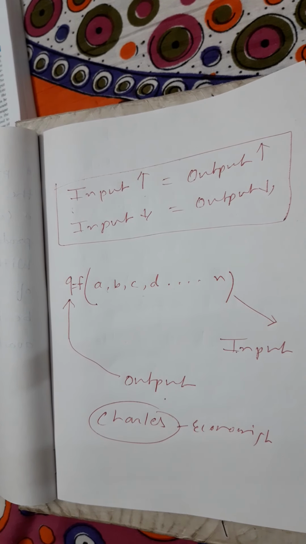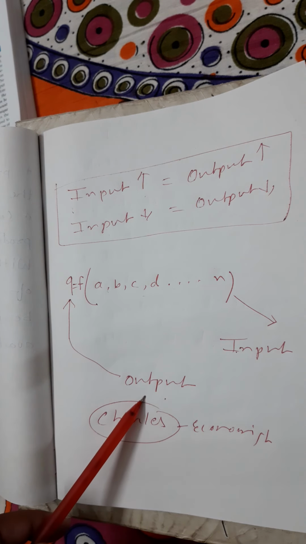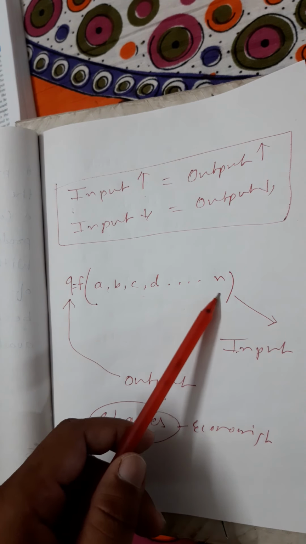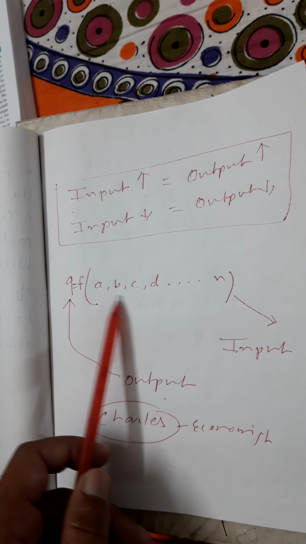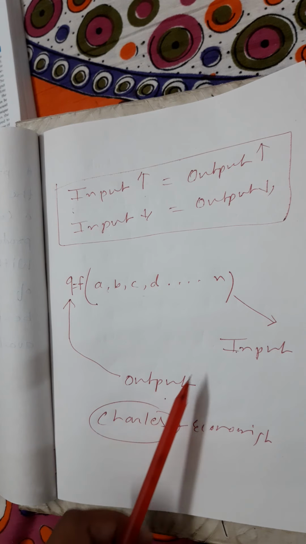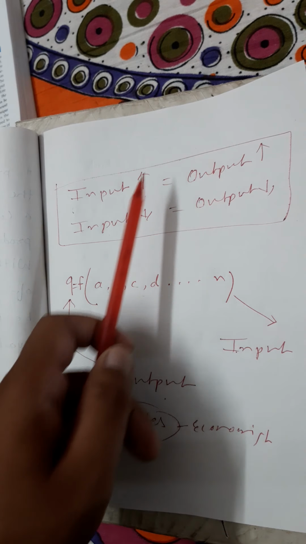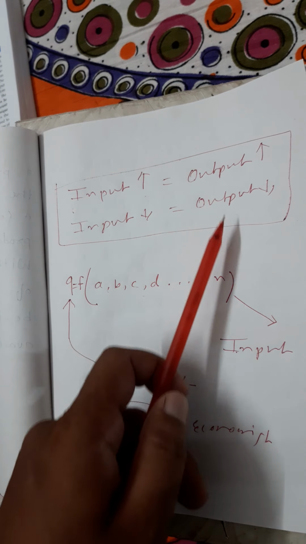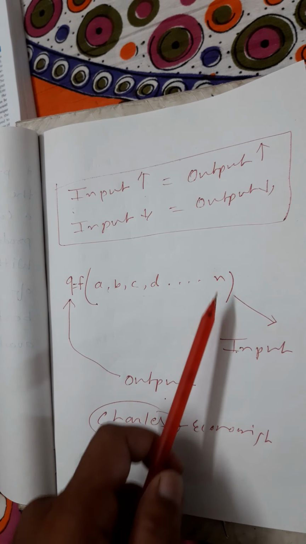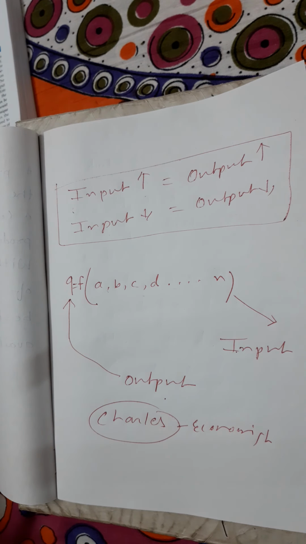Try to understand. This is Q. Q is output, and this is F, A, B, C, D, dot dot dot N. From here to here, this is input, and Q is output. More input in the business, you will get more output. Less input in the business, you will get less output. This is Q, this is output, and this is input. Clear?